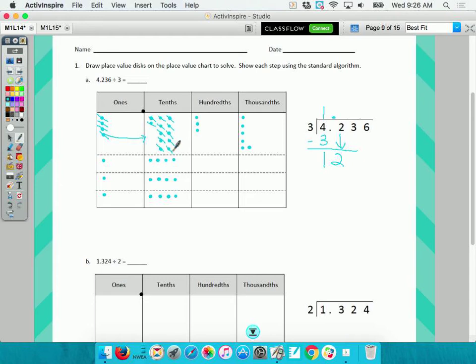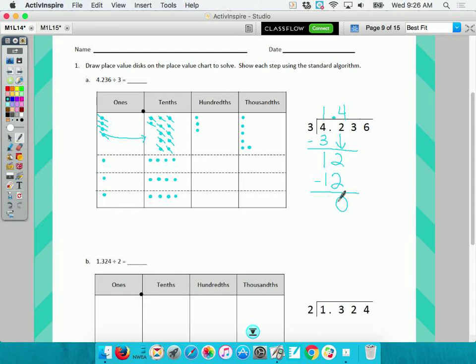What does this look like on the standard algorithm? Well, I have 3 groups with 4 in each group. So write your 4 above the 2 that we brought down. 4 times 3 equals 12. And did I have any left over? No, I didn't. I have them all crossed off.